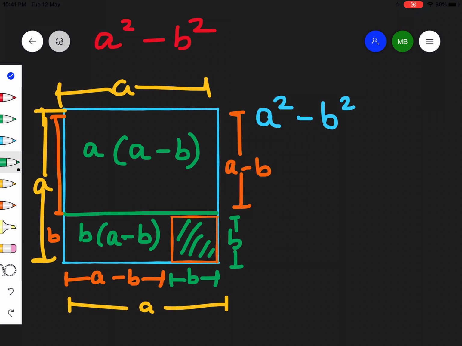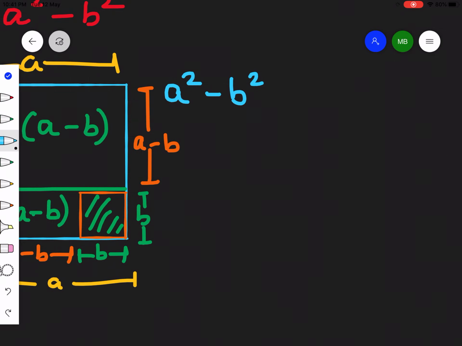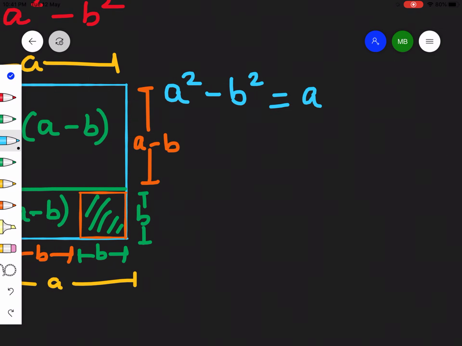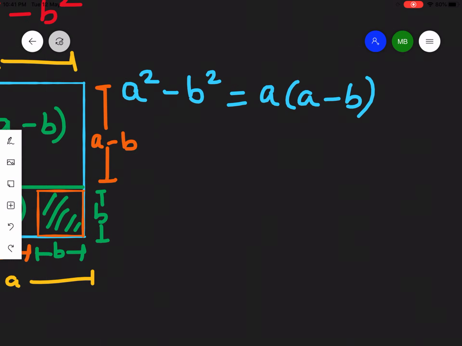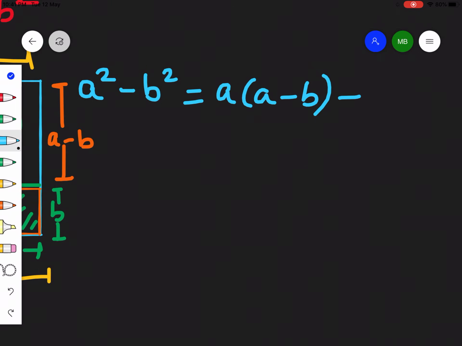Right, so basically what we can say is that when I took a big square of area a squared and subtracted a small square from this, the remaining area can be looked upon as the sum of areas of two rectangles. And what are those two areas? Those two areas are a times a minus b and b times a minus b.